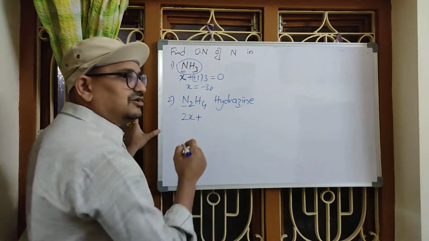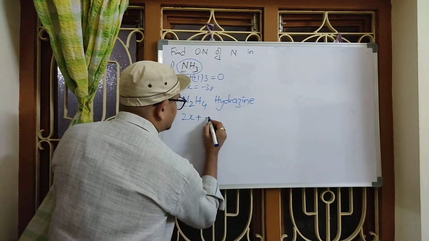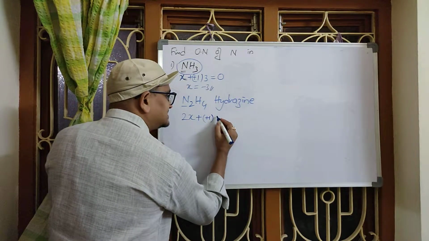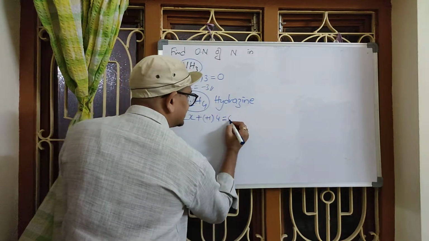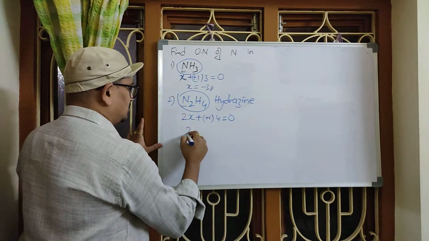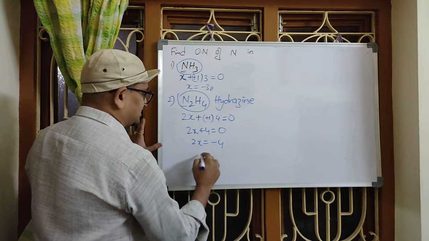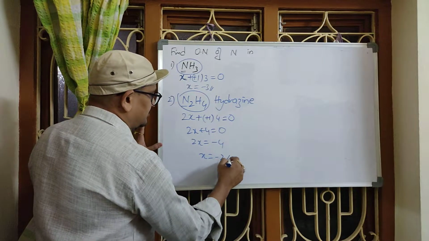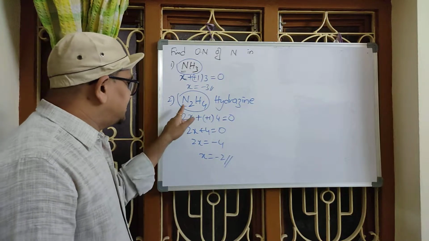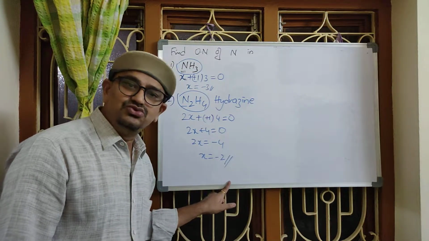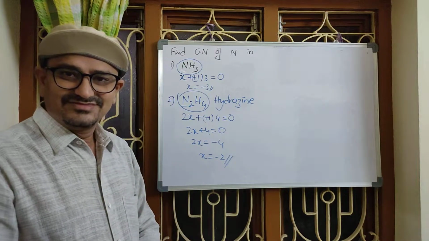Plus, what's the charge on hydrogen? What's the common oxidation state of hydrogen? +1. Into how many hydrogens are there? 4. Equals to, what is the net charge on the species? 0. So, 2x plus 4 equals 0. 2x equals -4. X equals -2. So the oxidation number of nitrogen in hydrazine is -2; each nitrogen possesses -2. Understood?